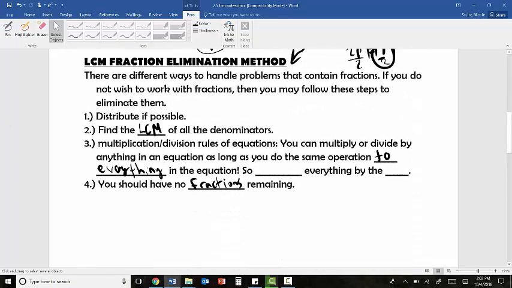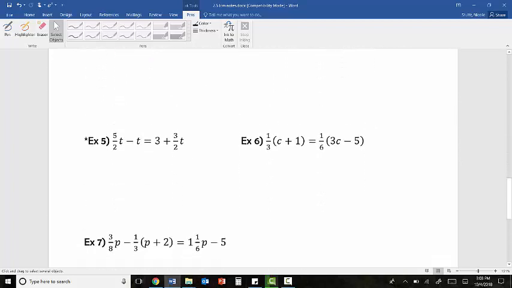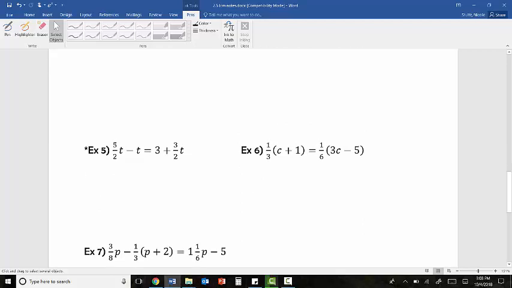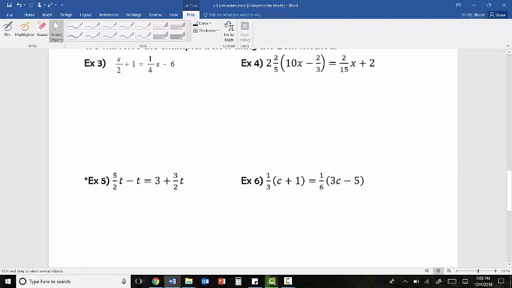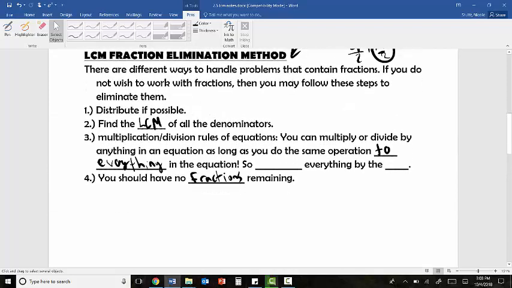What we're going to find today, and if you take a look at the problems coming up, there's a lot of fractions in these problems. So instead of going crazy and trying to do all this fraction addition and subtraction, because that kind of slows us down, we're actually going to use this little trick called the LCM fraction elimination method. So step 1, you still want to distribute if possible, so I always get my distributive property out of the way. Step 2 is you're going to find the LCM, or the least common multiple, of all your denominators. And the reason it's denominators is those denominators are causing the fractions to occur. So if we eliminate them, we have no more fractions.